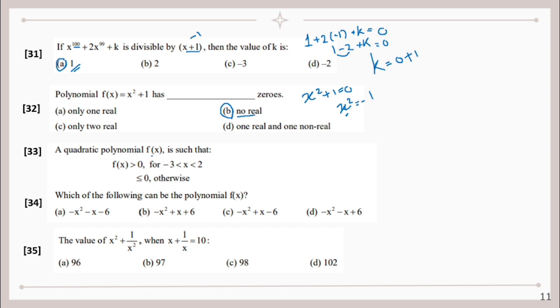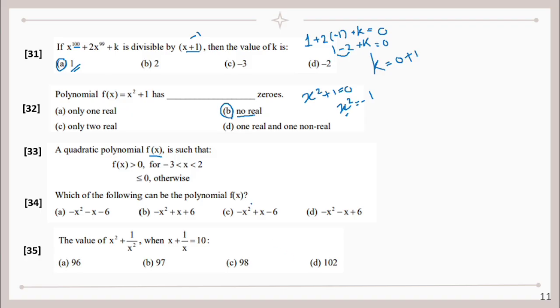A quadratic polynomial f of x is such that f of x is greater than 0 outside, and f of x lying between minus 3 and 2, it is less than 0. Which of the following can be the polynomial of f of x? What they are telling is, the f of x value is lying between minus 3 to plus 2. That means one of the 0 is negative. It can be minus 3 and plus 2.